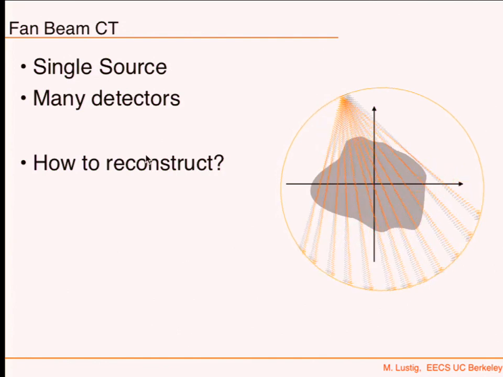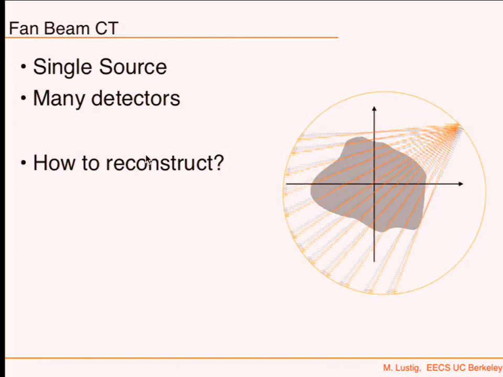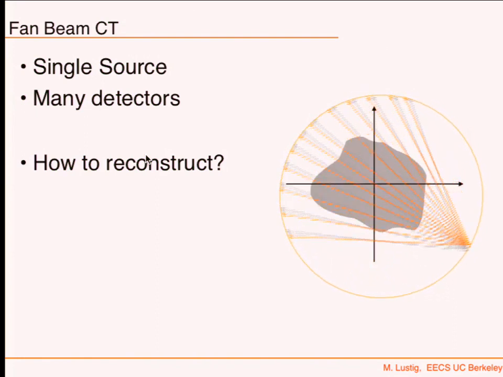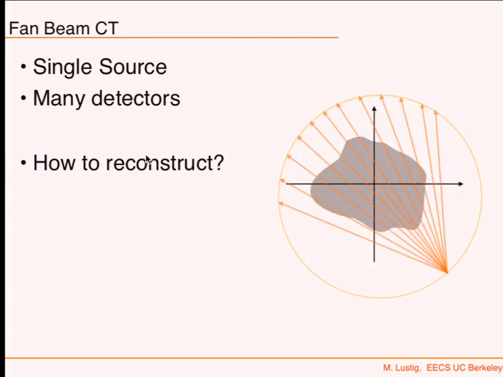The way it works is that this rotates around the object, and then you get the data. And the question is, okay, how do I reconstruct? This is not a projection, right? The data I'm getting now is not a projection, really. A projection needs to be flat, right? So what do you do?